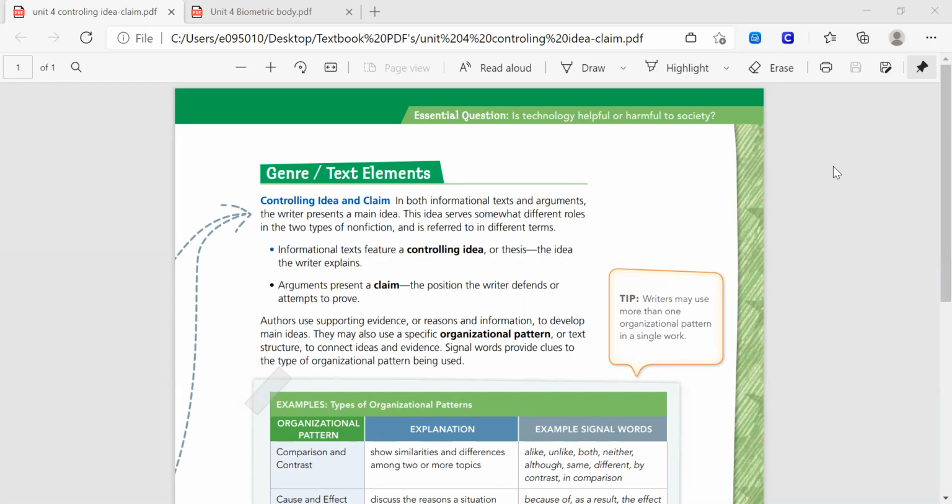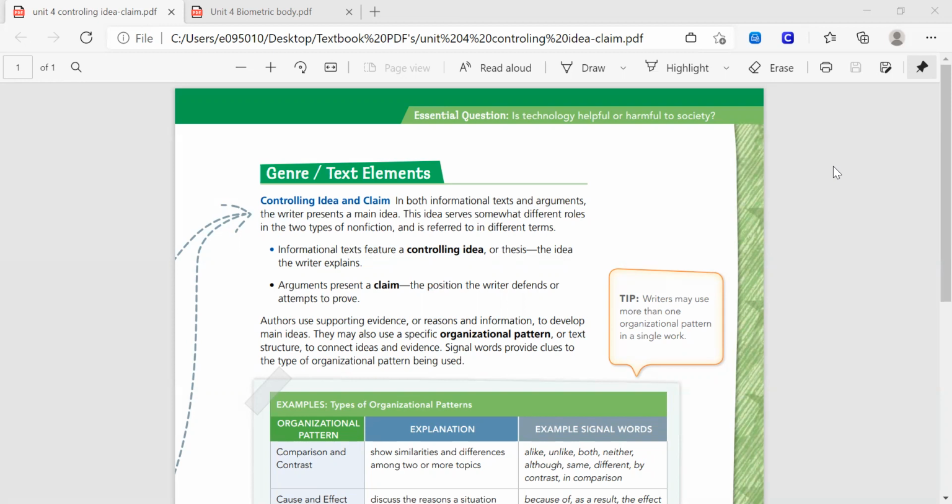Arguments present a claim. We've talked about claim a whole lot. And this is the position that the writer defends or attempts to prove. So your claim statement is what it is that you're arguing about, the side of the argument that you are taking.